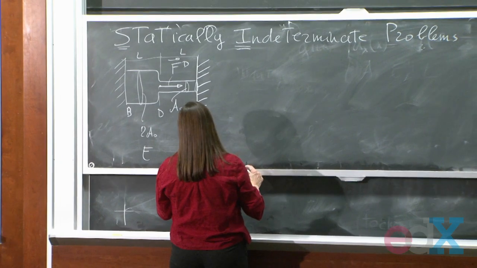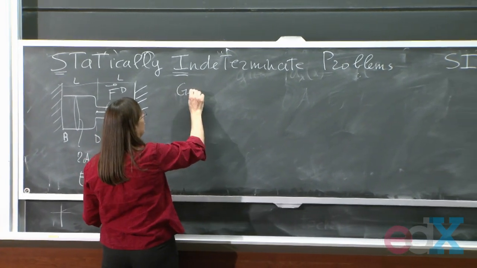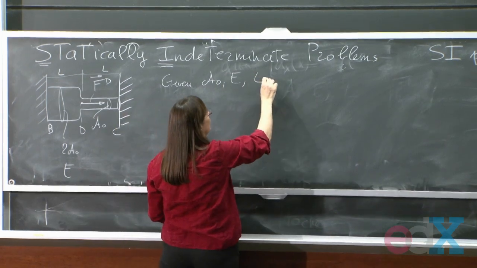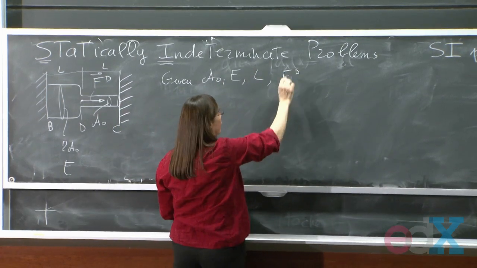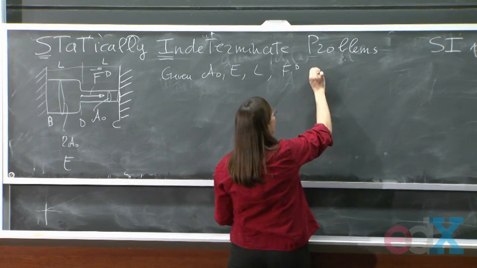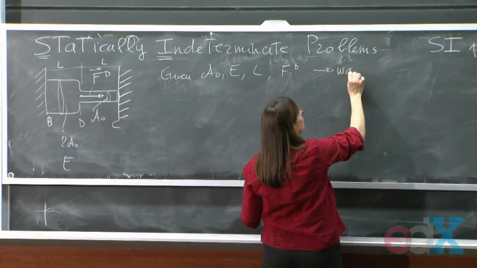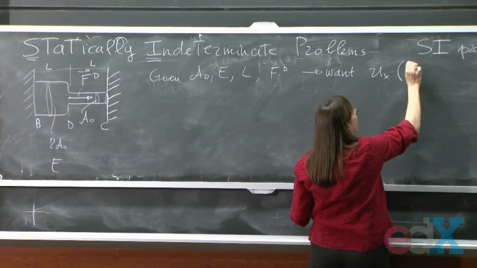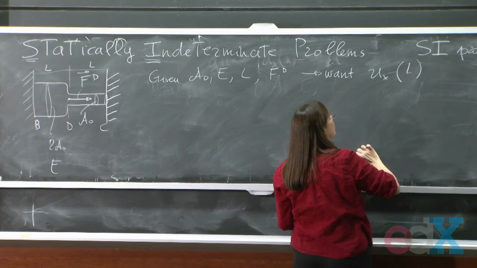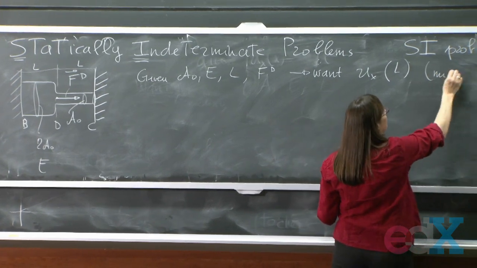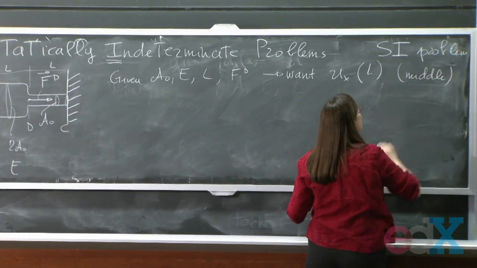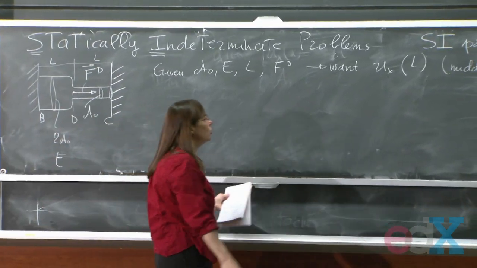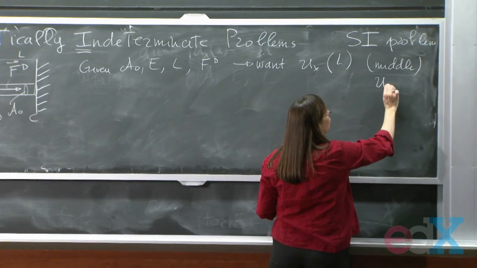Okay, so I'm given A0, E, L. I'm given the force FD. And what I want is the displacement at L, in the middle of the bar. The displacement at the section D. If you want, you can call this one UX at D.